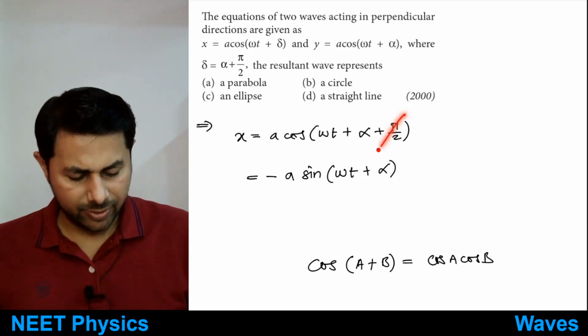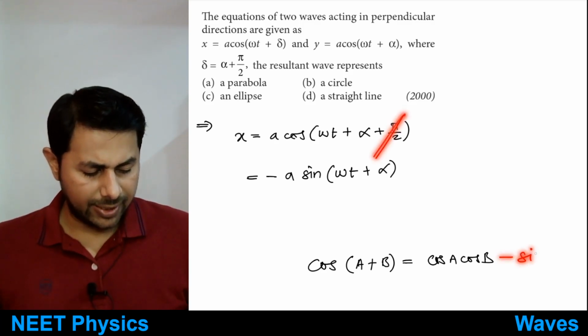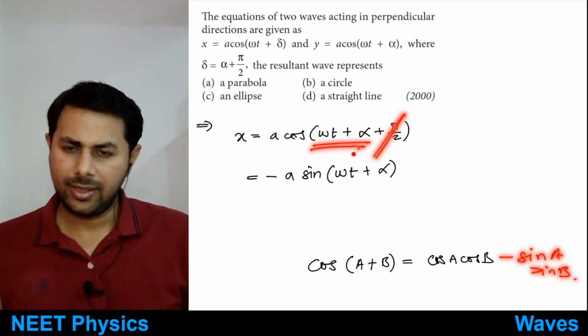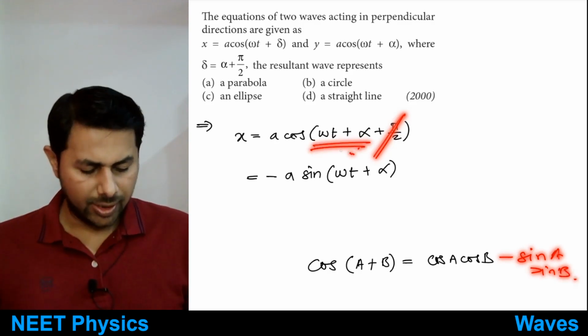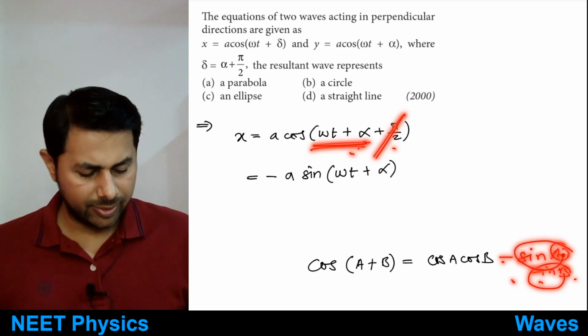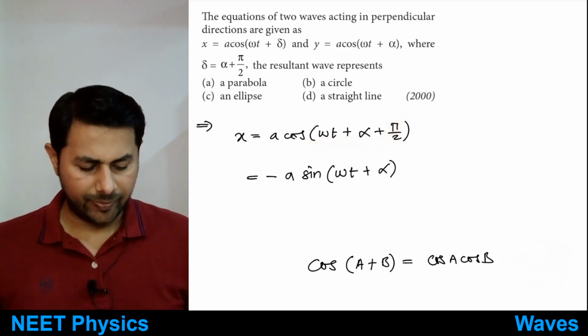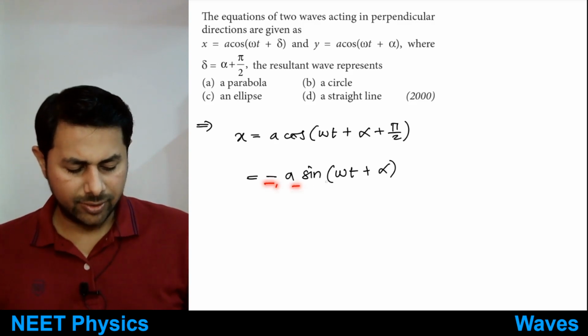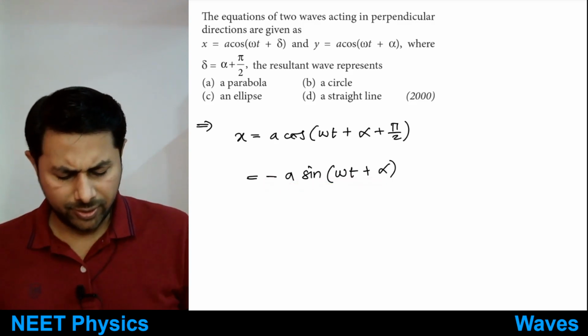Okay, and cos pi by 2 is 0 minus sin a sin b. So what is my a? A is omega t plus alpha. And what is b? B is pi by 2, sine pi by 2 is 1. So that is minus sine of omega t plus alpha. Okay, so that's correct. So it can be written as minus a into sine of omega t plus alpha. So this is your x.